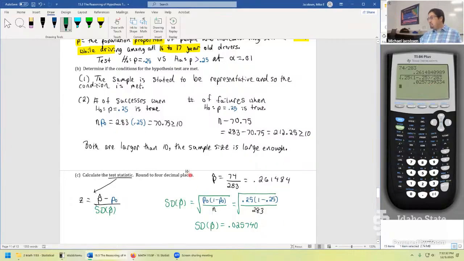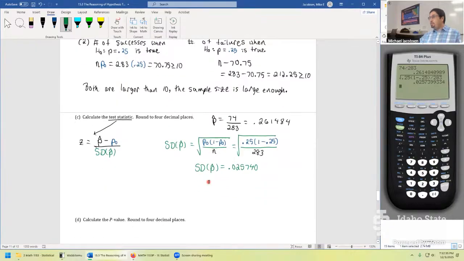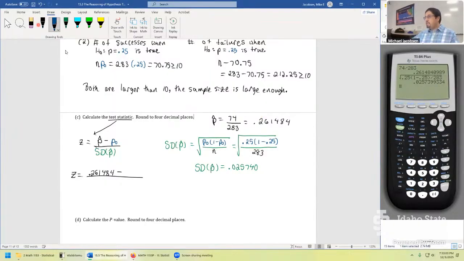Well, once we put all this together, we now have the test statistic z, and that will inform us what the p-value is for the test. So a lot of bouncing around. First thing we wrote down was p hat. Then we have the formula down for z. We computed the denominator. So now go back to z and just dump everything into that formula. First, it's p hat, cited over here, 0.261484, minus the value for p naught. That's the 0.25 that we've been putting down on paper in lots of different places. Divide by standard deviation, 0.025740.